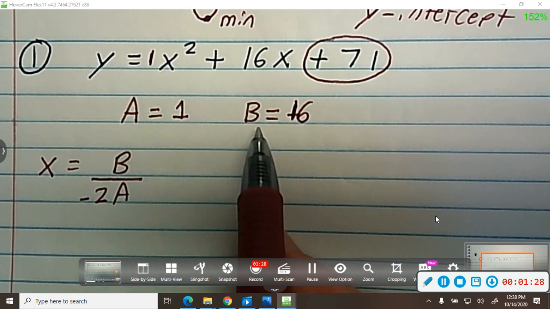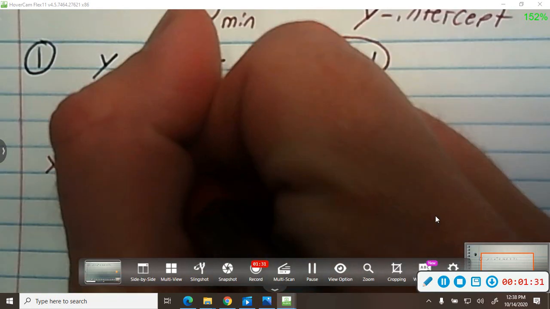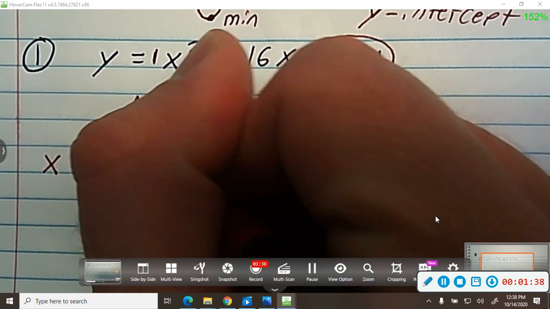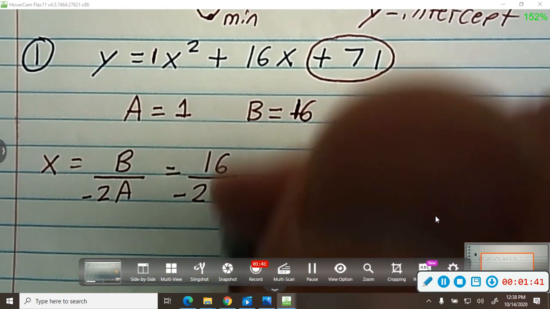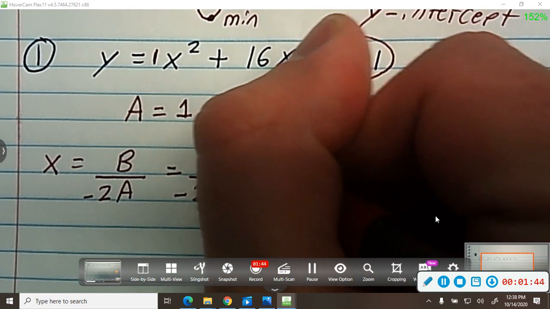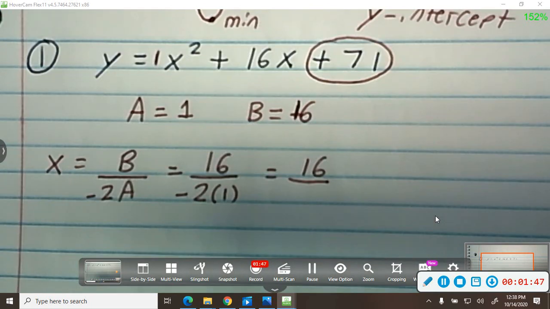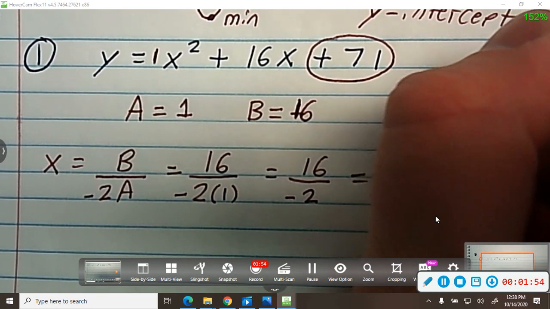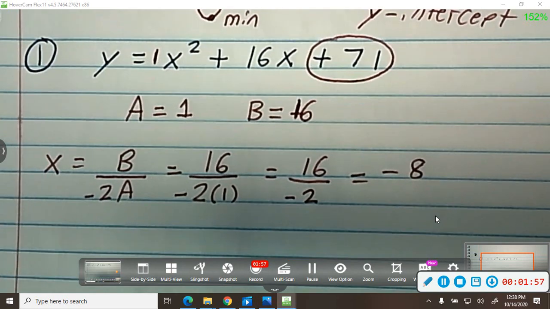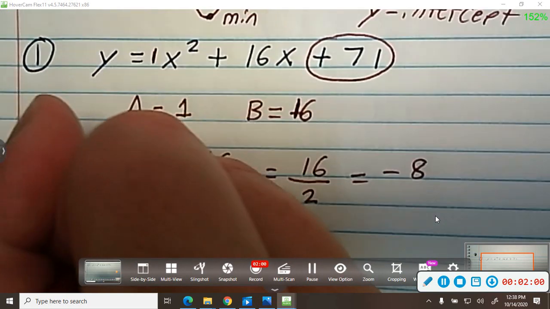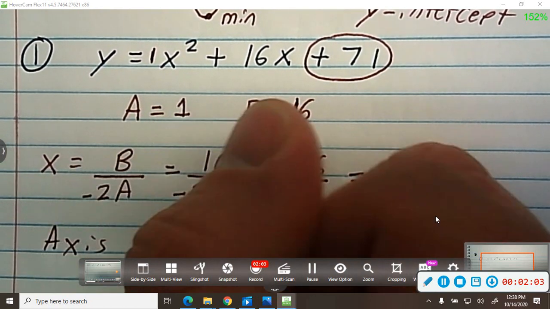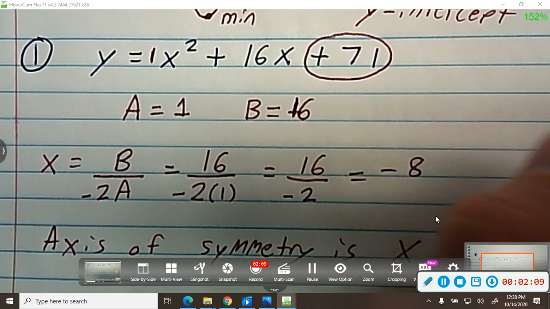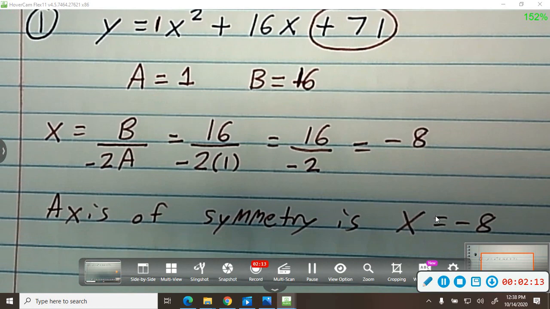So if I plug in, B is 16, A is 1. So then I get 16 divided by negative 2 times 1, which is negative 2. Divide those, I get negative 8. This is called the axis of symmetry. It's x equals negative 8.